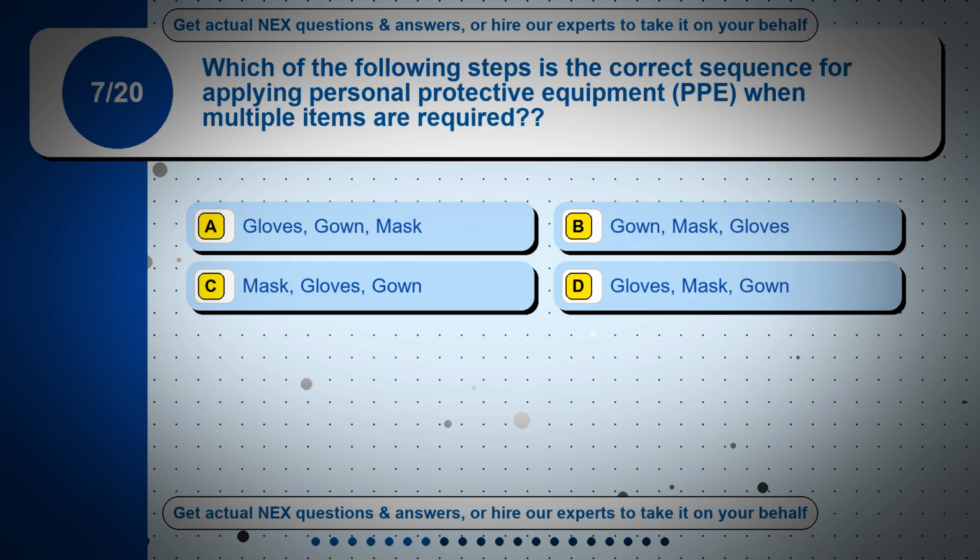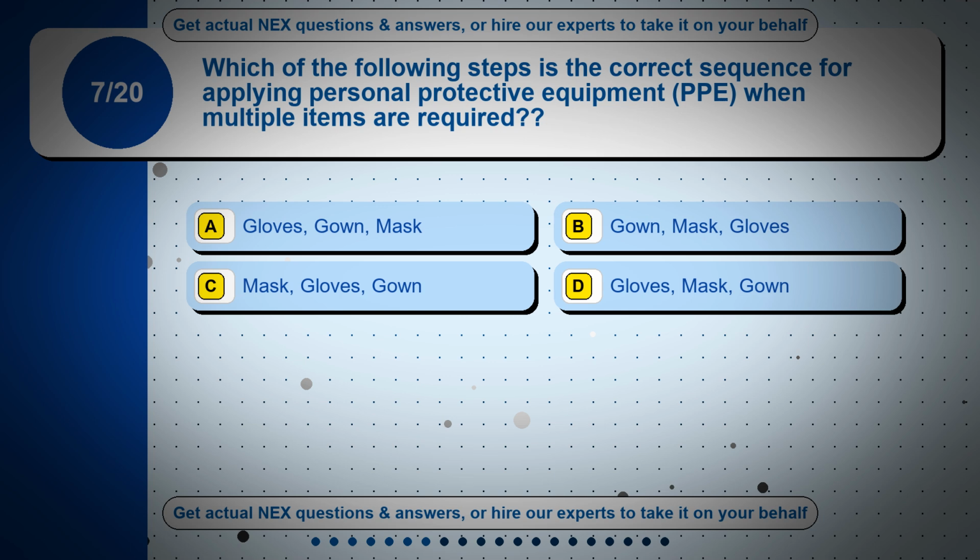Question 7. Which of the following steps is the correct sequence for applying personal protective equipment, PPE, when multiple items are required? Option A, gloves, gown, mask. Option B, gown, mask, gloves. Option C, mask, gloves, gown. Option D, gloves, mask, gown.